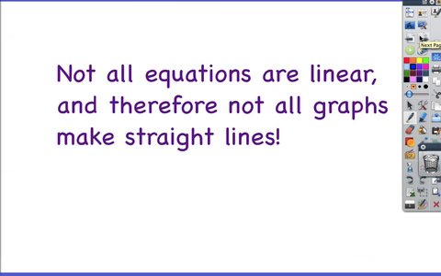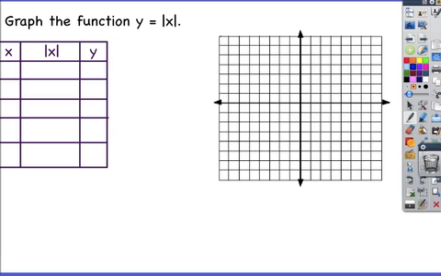Now, not all equations are linear, and therefore, not all graphs make straight lines. So while the examples that we've done so far have been linear, let's try a few other types of graphs. For example, let's graph the function y equals absolute value of x. So let's begin with our domain and substituting those in.